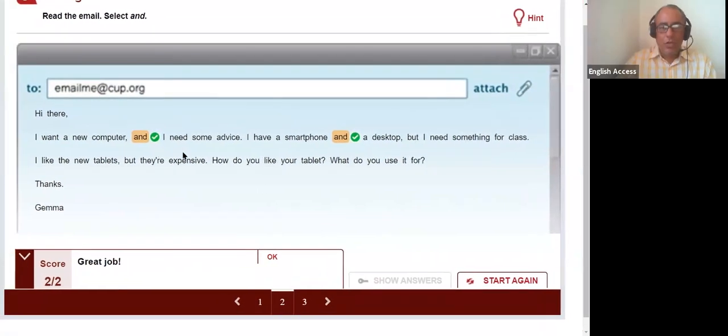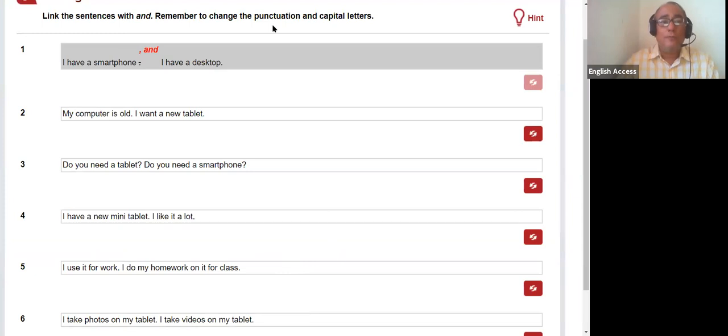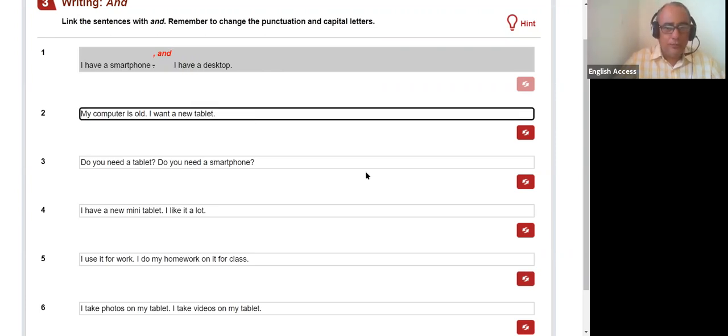Very easy to just to mark them or select them. Let's go for number 3. In this case, we need to generate or create a new sentence. Here, for example, I have a smartphone. I have a desktop. It says I have a smartphone and I have a desktop because we are using I have. Number 2, let's do this together. It says my computer is old. Period. New sentence. I want a new tablet.